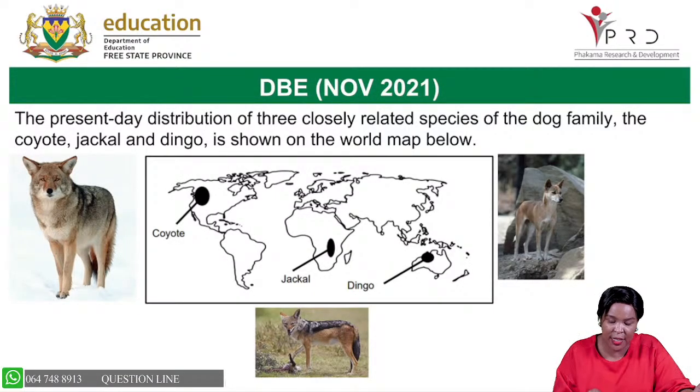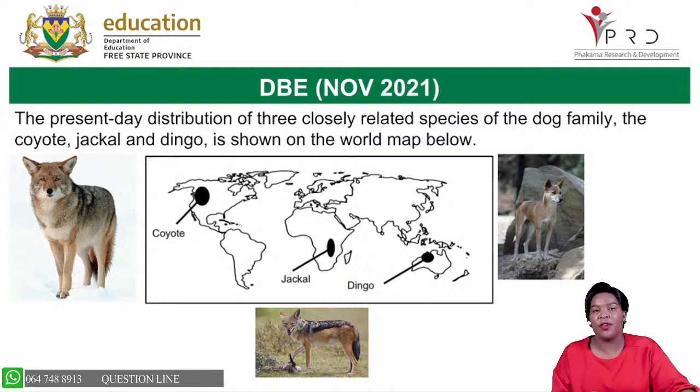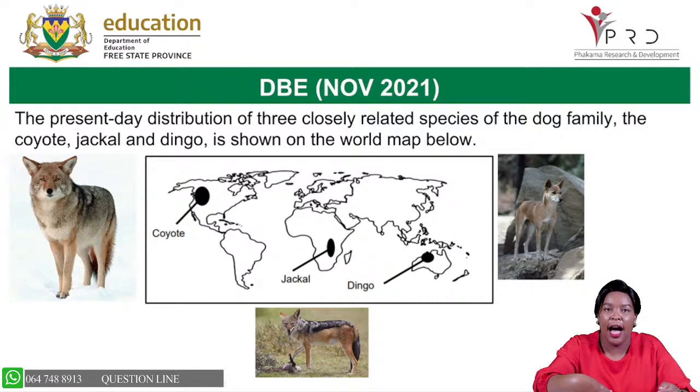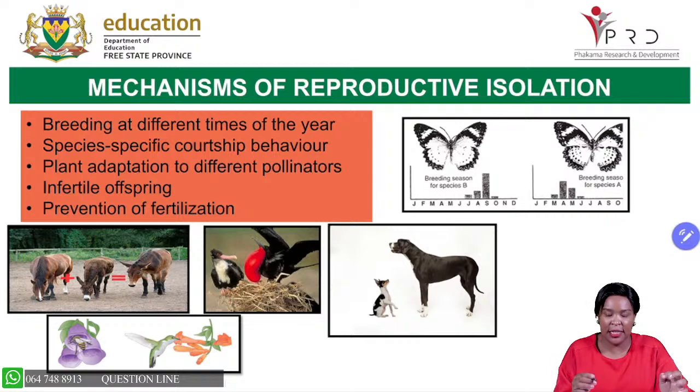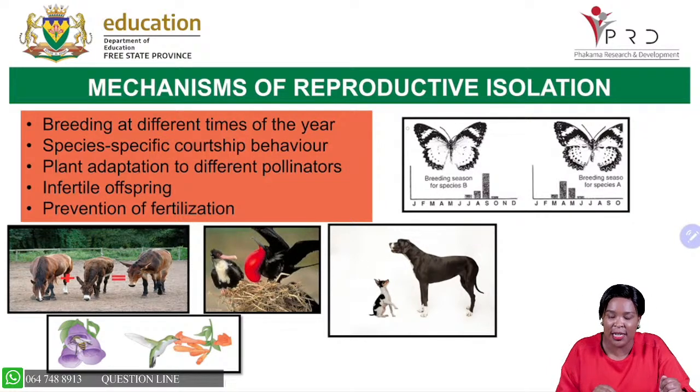Right. Then we come to the mechanisms of reproductive isolation. Once these species have become new species and they are not able to interbreed, what is it that is separating them from being able to interbreed? You must mention these as they appear.